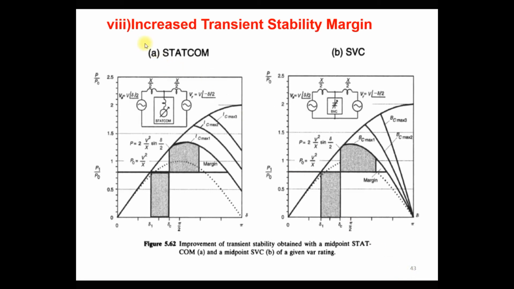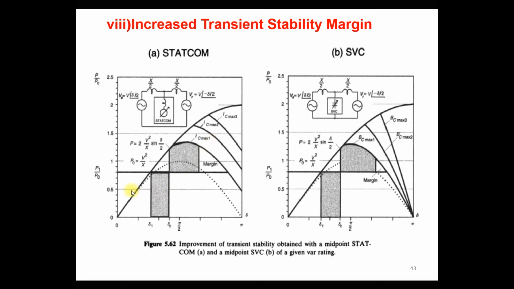So the next comparison point is increased transient stability margin. I hope all of you know what transient stability and transient stability margin are. Equal area criteria, transient stability margin, all this theory you already learned in the subject Power System Operation and Control, which is taught by Mihir sir. So I hope you understand these concepts, and I am not going into detail about them.